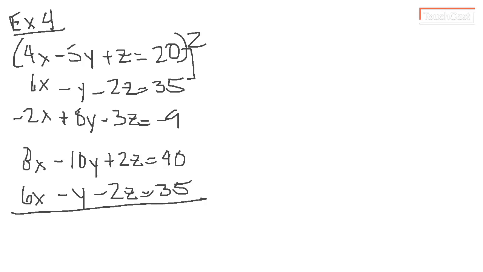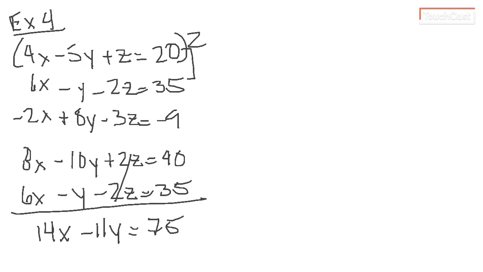Now we can add going down. Our z terms are gone. 8x and 6x is 14x. Combine our y's, get negative 11y equals 40 and 35 makes 75.